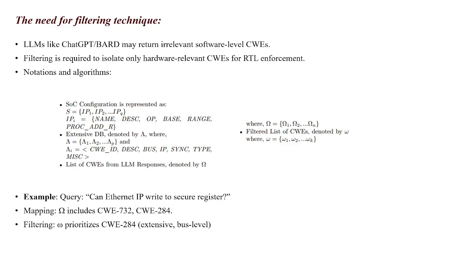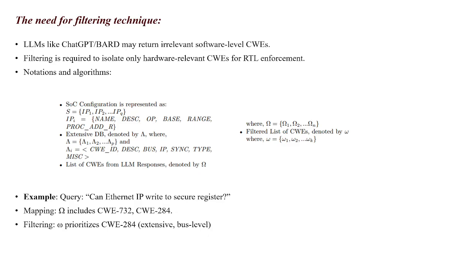Let me walk through the notation here briefly. Here the SOC configuration is represented, which is a set of all IP blocks in the system, each defined by its name, operation type, and address range. The database contains a detailed description of each CWE, like whether it's a bus level violation, asynchronous or synchronous. The LLM produces a set of CWE predictions, and the filtering process reduces this to a much smaller and relevant subset.